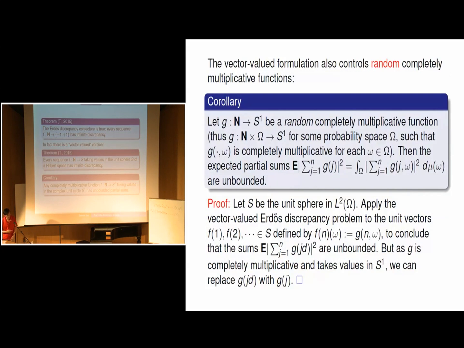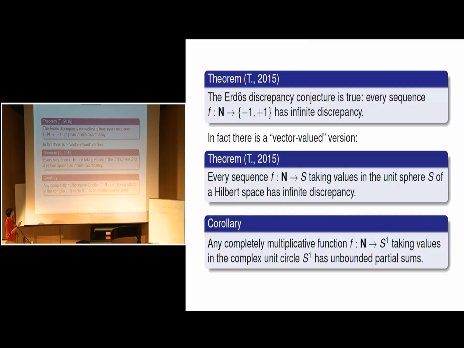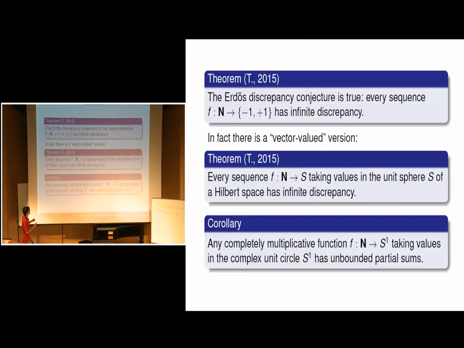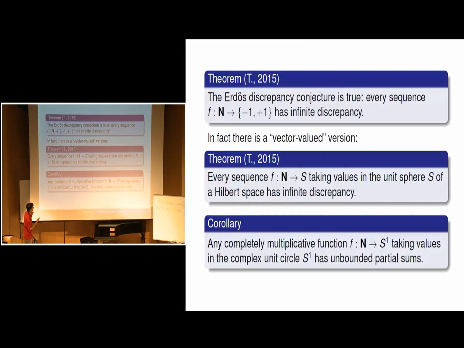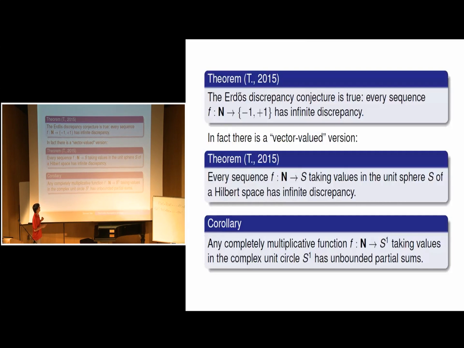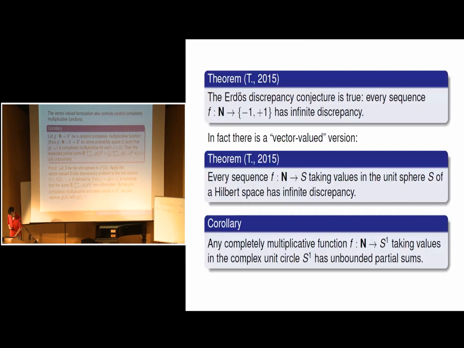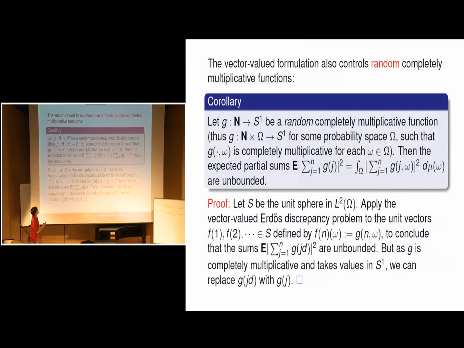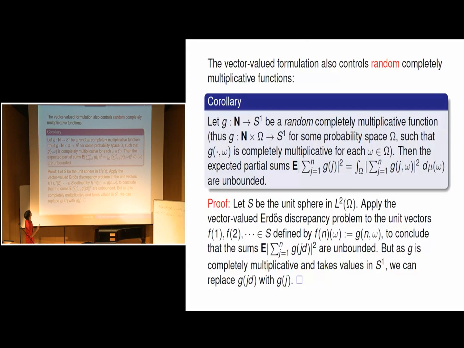Actually, this is a corollary of the main theorem, but there's a stronger corollary which is more relevant. Not only does any specific multiplicative function have unbounded sums, but in some sense, any random multiplicative function also has unbounded sums in the following sense. This is a slightly technical slide, I apologize. There is a stronger version of that corollary.